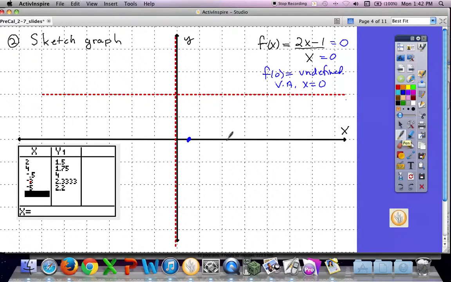2, 1.5. 4, 1.75. Negative 0.5, 4. Negative 3, 2.3. And negative 5, 2.2. And I think with those points, we can see the shape of the graph.